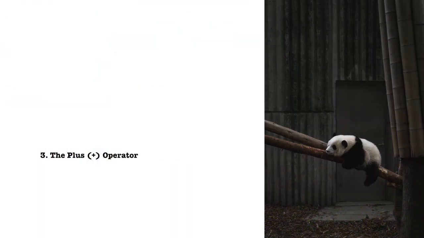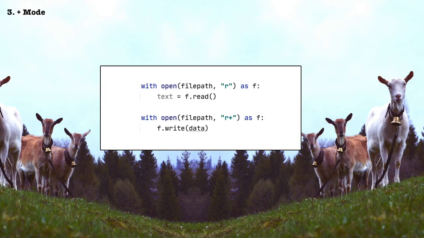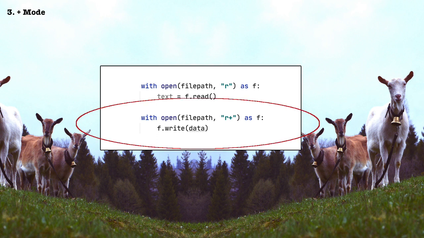Simple. So now let's talk about the plus operator. The plus operator can be used to write to a file rather than simply read it. So for instance, with open(file path) and then the mode being r+, that will not just read a file, but if you want, it will also write to it. So you can see I've put the code up there and it looks kind of odd.